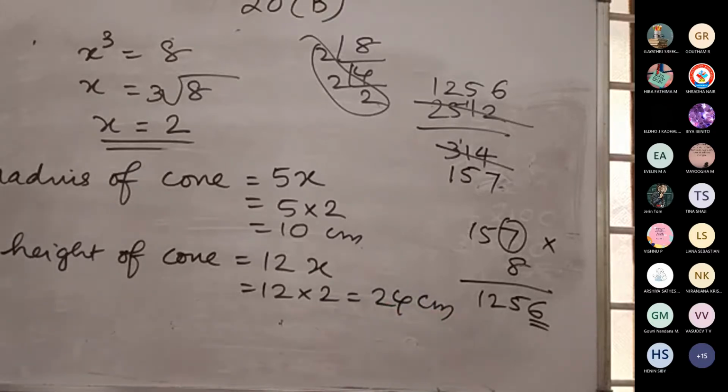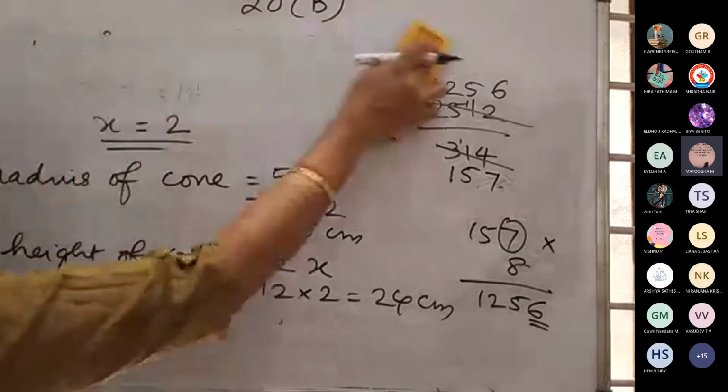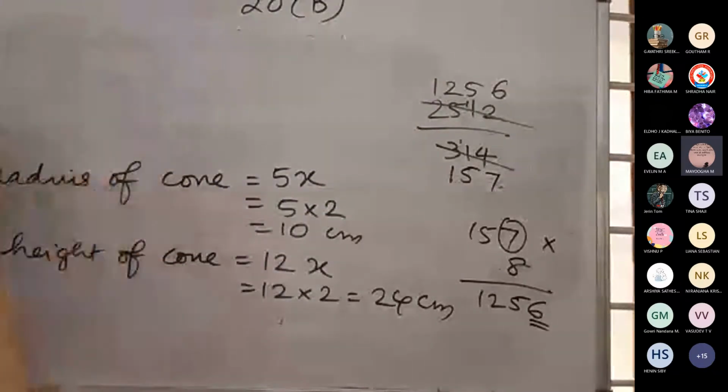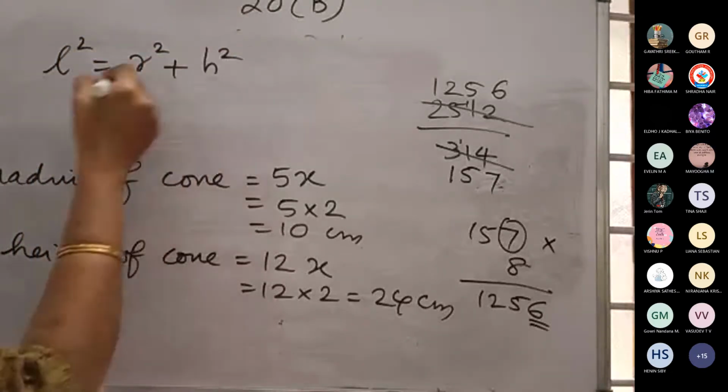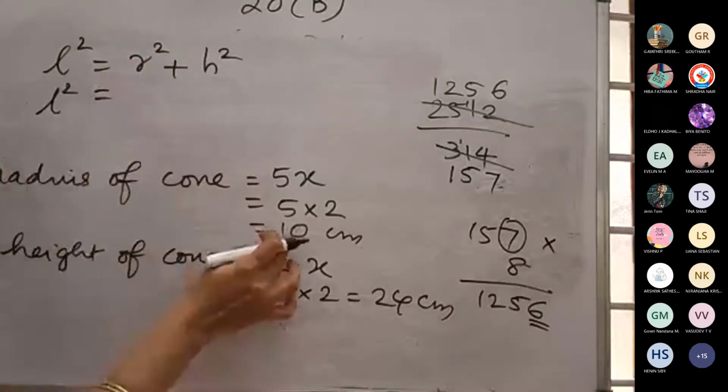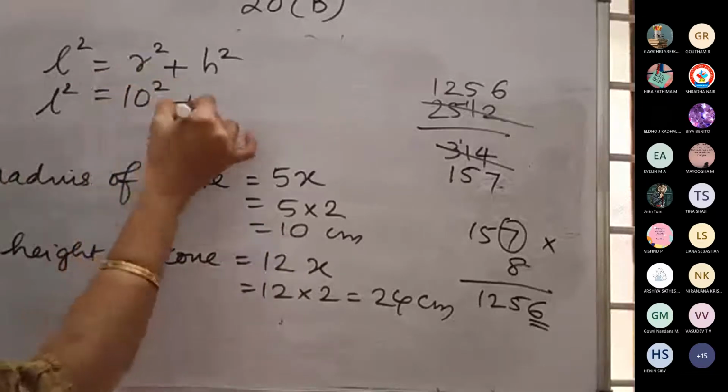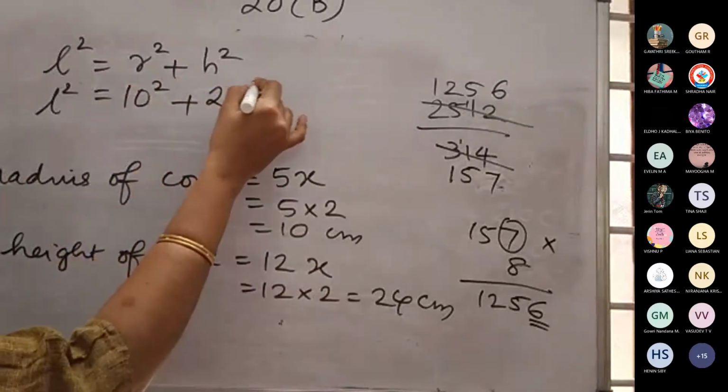So first part okay. Radius 10 centimeter. R we have to find out. Then how can we find L? L also we have to find out. Tell me, how can we find L? H is given, H we got. You just said the first theorem, L square is equal to R square plus H square. So L square is equal to 10 square plus 24 square. Find out.